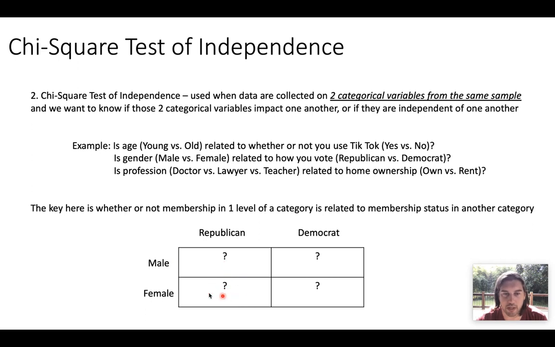This cell will tell us how many females who voted Republican were in our sample. This cell will tell us how many males voted Democrat. This cell will tell us how many females voted Democrat. So each cell represents a unique combination of this matrix of categorical variables. And the question at hand is, does membership in one category impact membership in the other category?